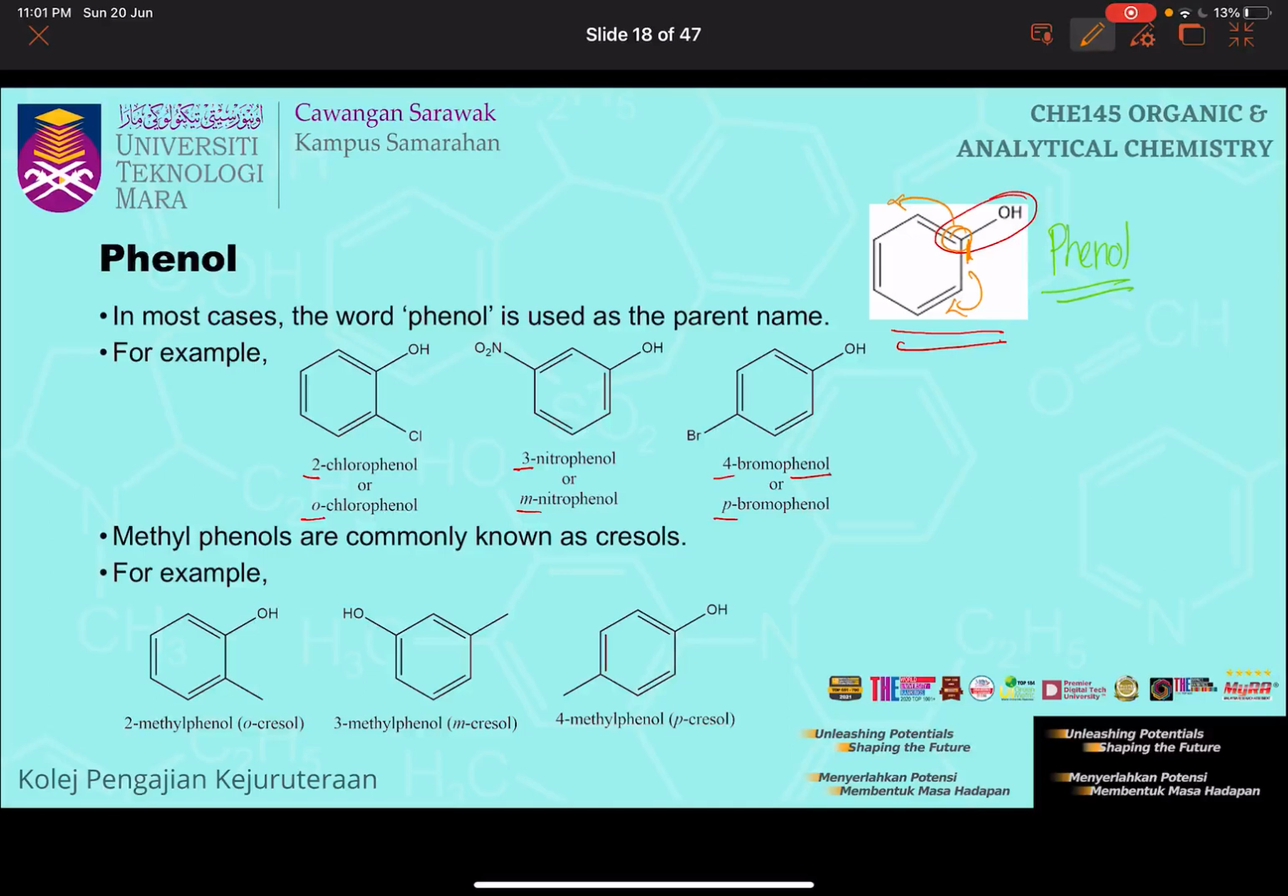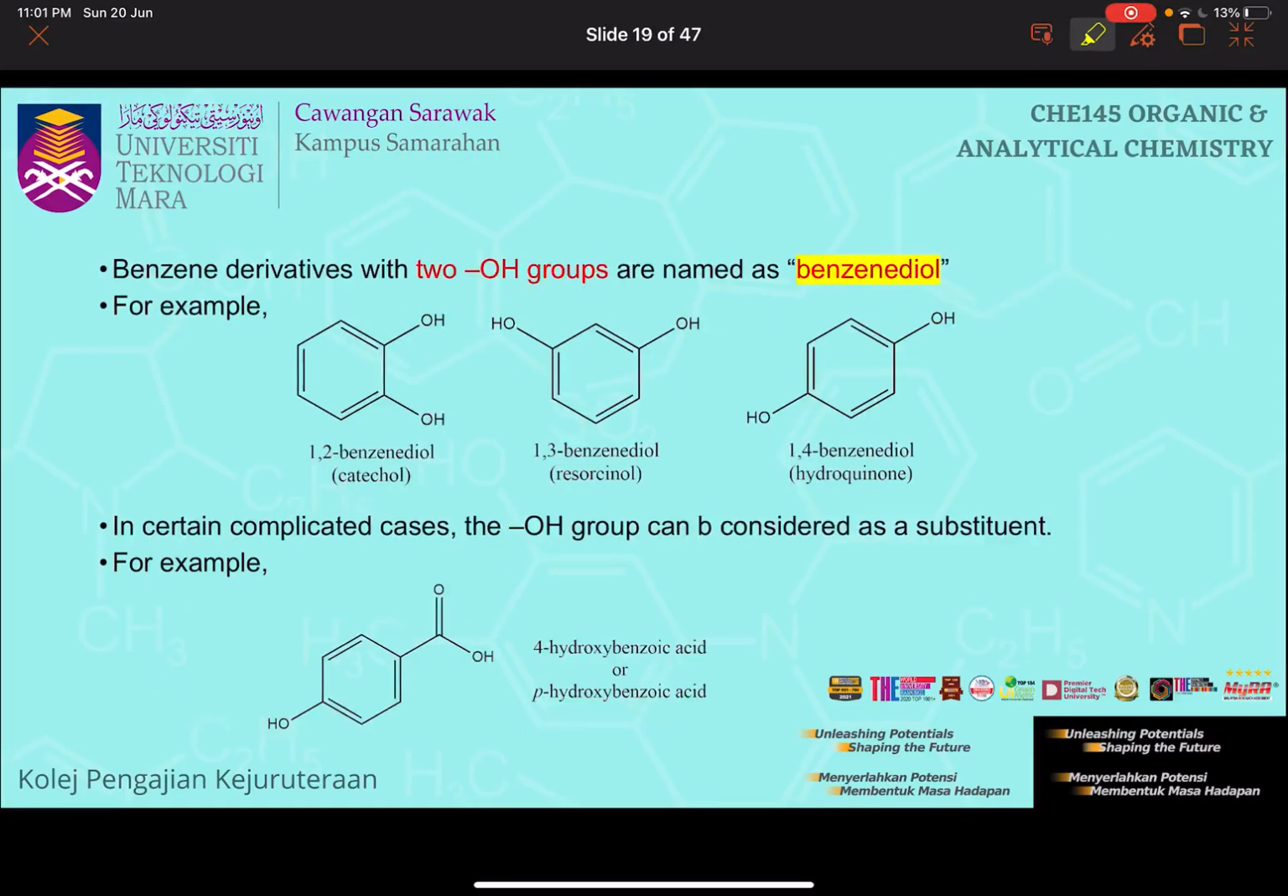We also have another special name for methyl phenols. Methyl phenols can also be called cresols. Cresols is more of a common name, but the IUPAC naming would be 2-methylphenol, 3-methylphenol, 4-methylphenol. In this case, you can also use ortho-cresol, meta-cresol and para-cresol. Only in special cases like this.